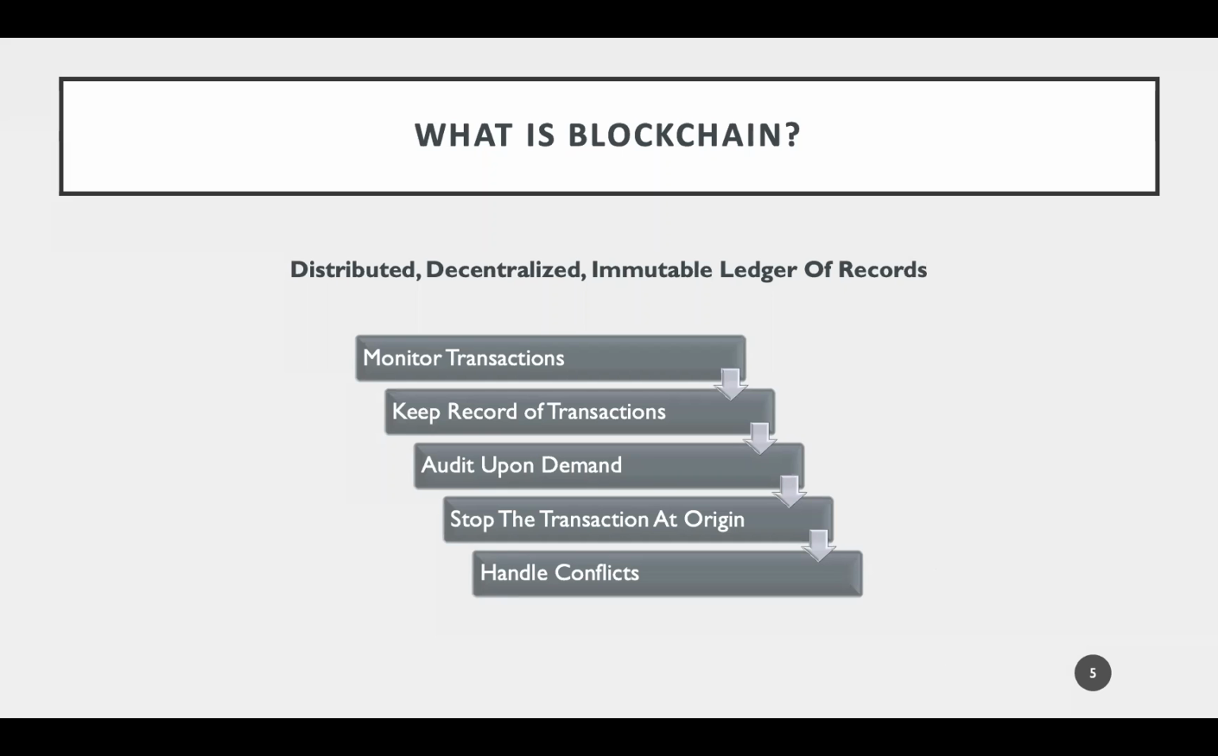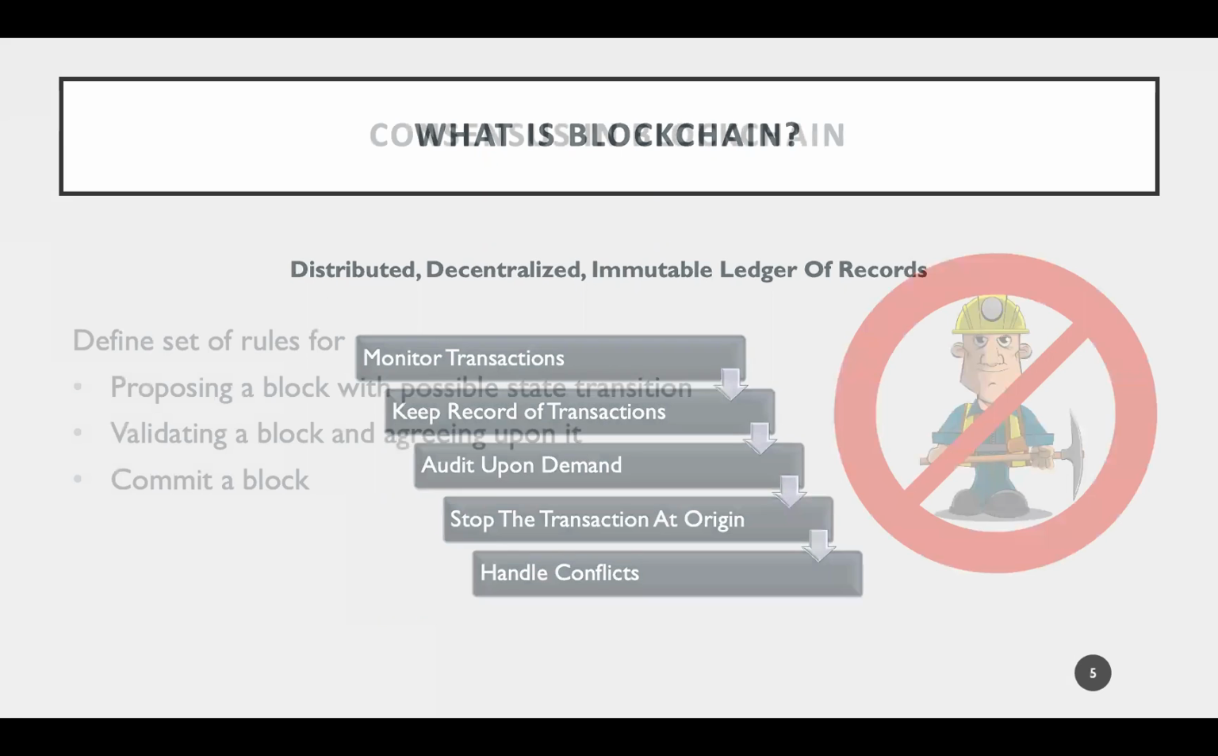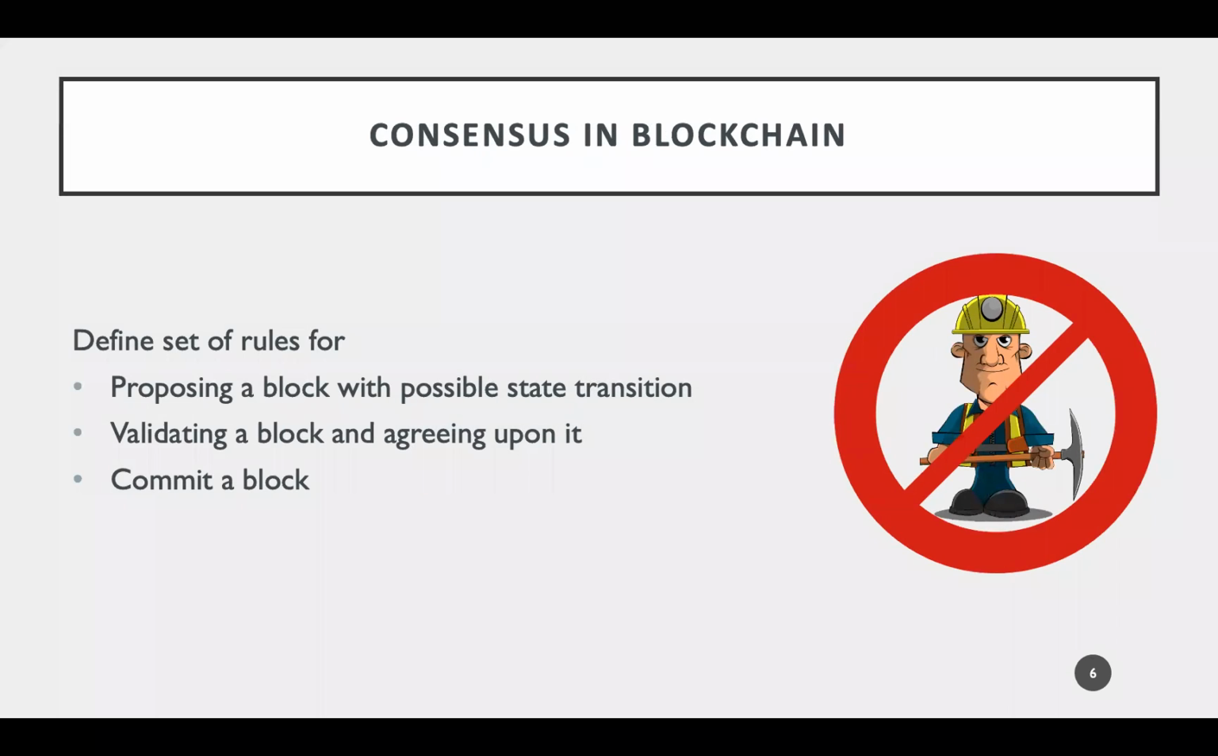Now that we know what blockchain is, let's see what consensus in blockchain really means. I know this has been a debated question for at least beginners of blockchain technology, who think that consensus is mining. You might all have heard about mining in Bitcoin or mining in other ecosystems like Ethereum. So what does consensus in blockchain really mean? Is it just mining? If you see the slide, I put that crossbar on the miner person.